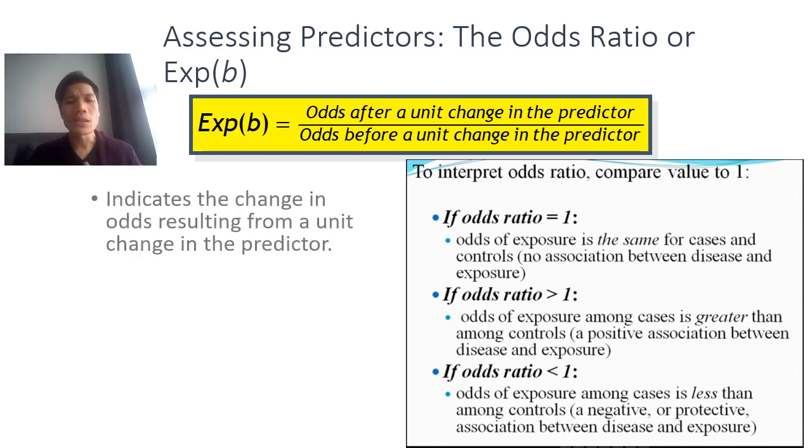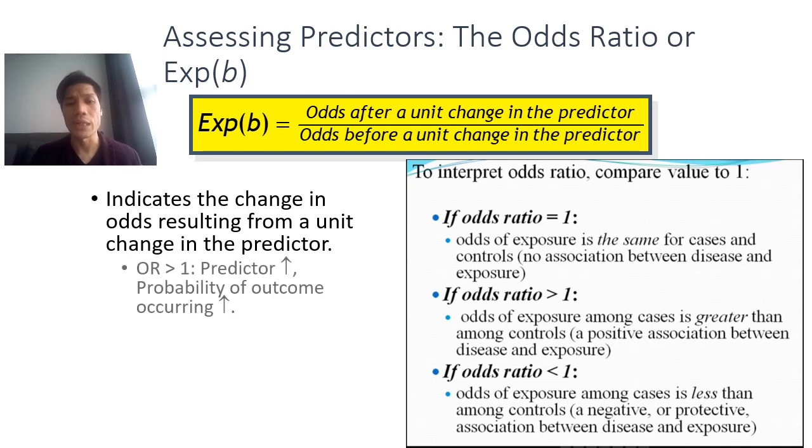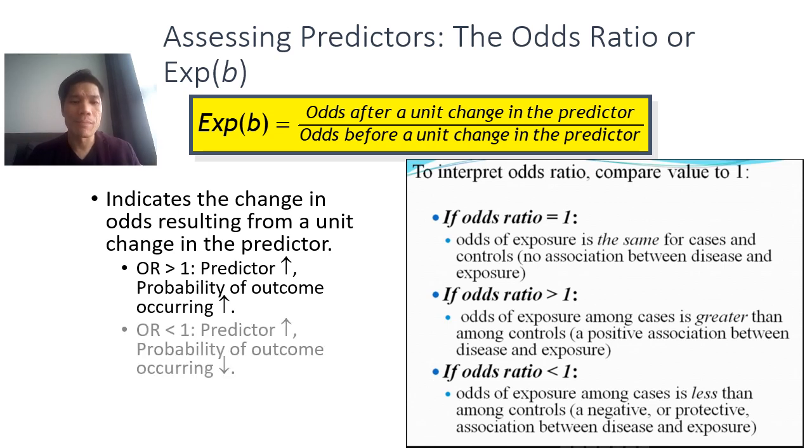So what this means is it indicates the change in the odds resulting from a unit change in the predictor. So if your odds ratio is more than 1, as your predictor goes up, your probability of the outcome occurring for the target category will go up. But if your odds ratio is less than 1, then as your predictor goes up, the probability of the outcome occurring in the target category will be lower.